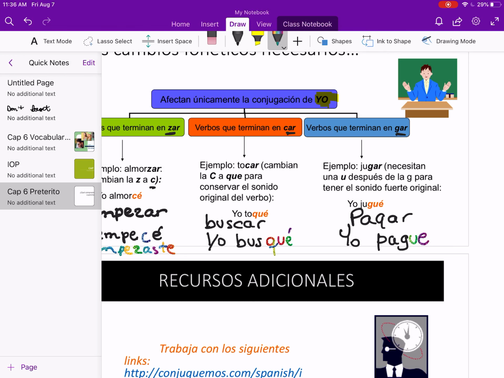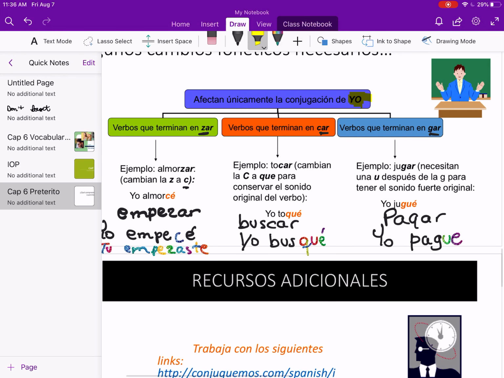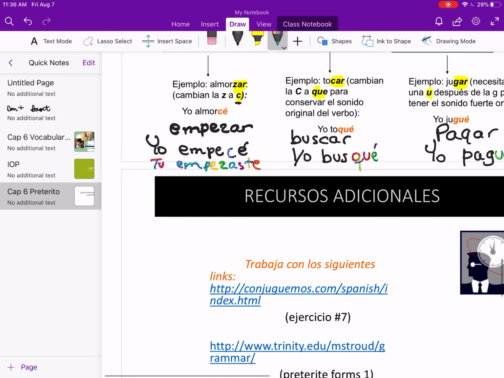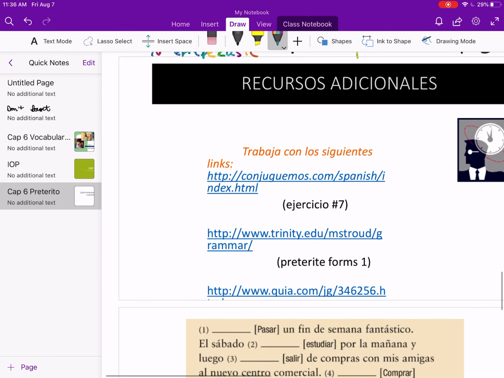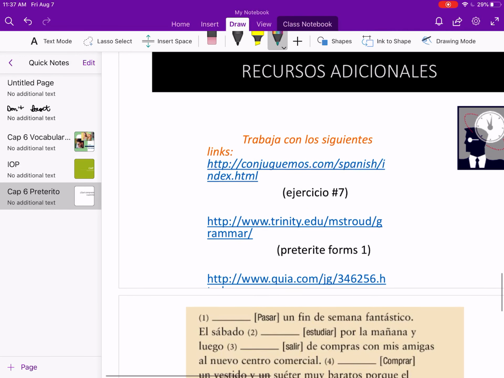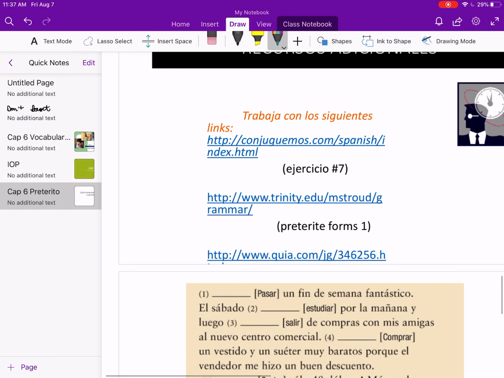Yeah? So the changes here are whenever the verb ends in Z in the yo form, it changes to a C. Whenever the verb ends in car, in the yo form, it changes to QU. And when it ends in gar, you add a little U only in the yo conjugation of the past. There's some additional resources there that you can use to practice, that I'm listing up on the website.